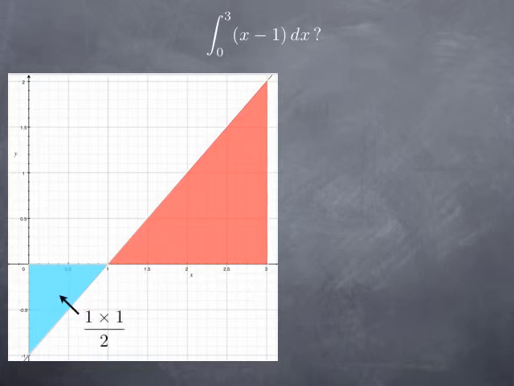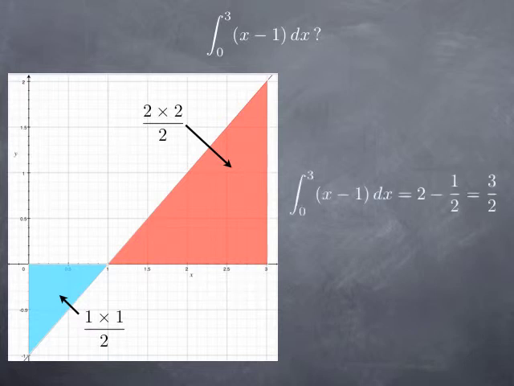The blue triangle here has base 1 and height 1, and therefore its area is base times height over 2, so just 1/2. Similarly, the red triangle has base of length 2, height of length 2, and therefore it has area 2 times 2 over 2, in other words, just 2. That means that my integral is the red area, which is 2, minus the blue area, which is 1/2, so I obtain 3/2 for the integral from 0 to 3 of x minus 1.